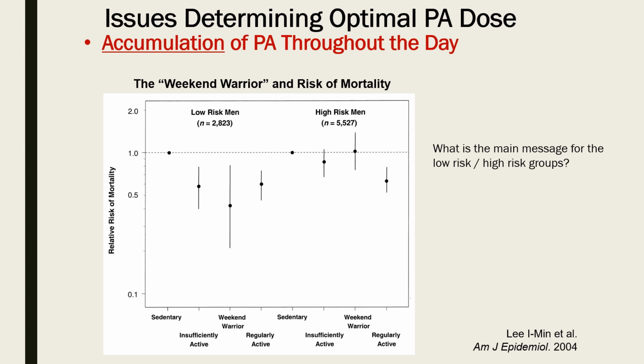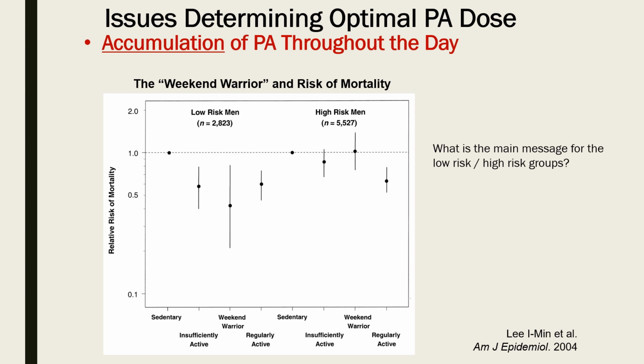For the low-risk group, who had the lowest mortality risk, it was the weekend warriors who showed the lowest risk. Interestingly, the regularly active and insufficiently active groups had similar mortality risks. This data suggests that for low-risk individuals, a longer but less frequent pattern of activity, which is called the weekend warrior approach, provides the most health benefits.